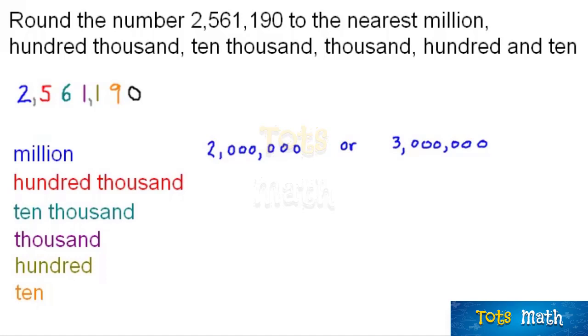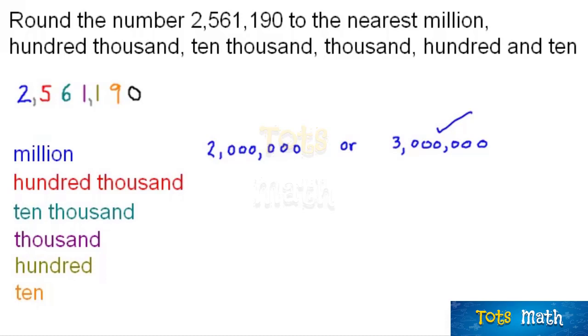Well, the key is the very next digit. The digit is a 5. If the digit next to the place value we're trying to round is 5 or higher, we have to round up. If it was less than 5, we'd have to round down. But our digit is a 5, so we're going to round up. So, rounding the number 2,561,190 to the nearest million gives us 3 million.